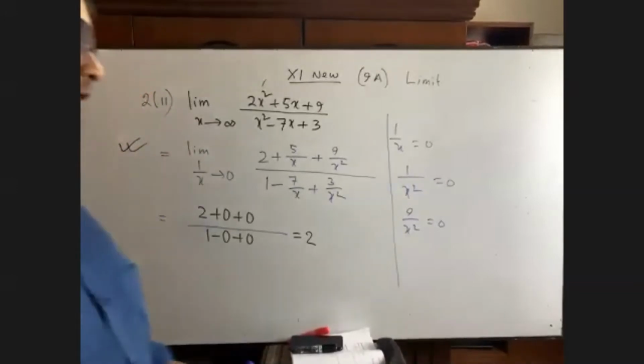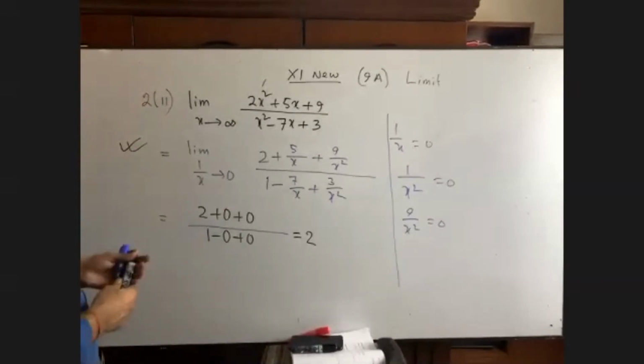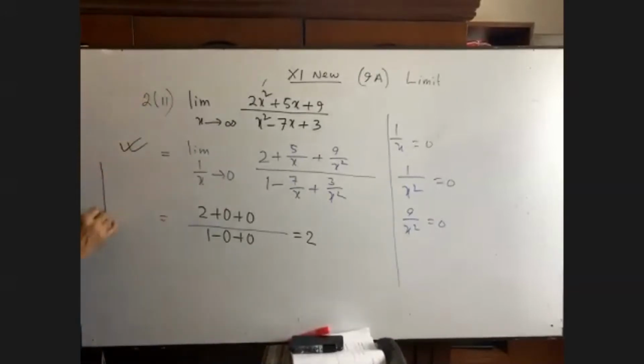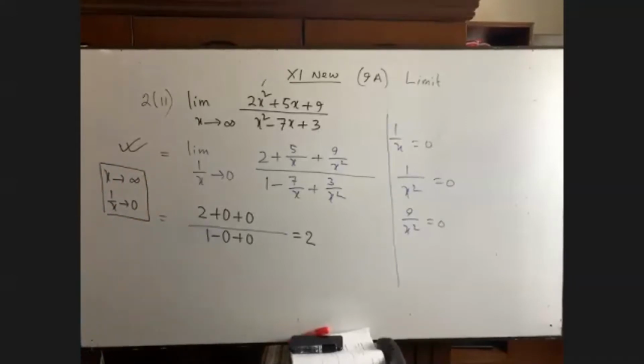I told you one thing, and I am telling it again and again. X tends to be infinity means 1 by x tends to be 0. That's final. No other question. These two indicate the same thing. Have you got me?